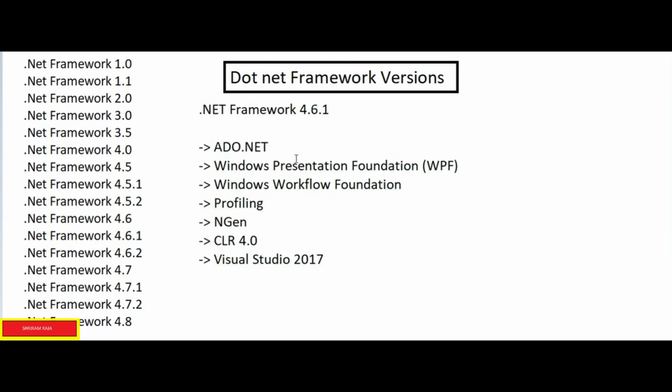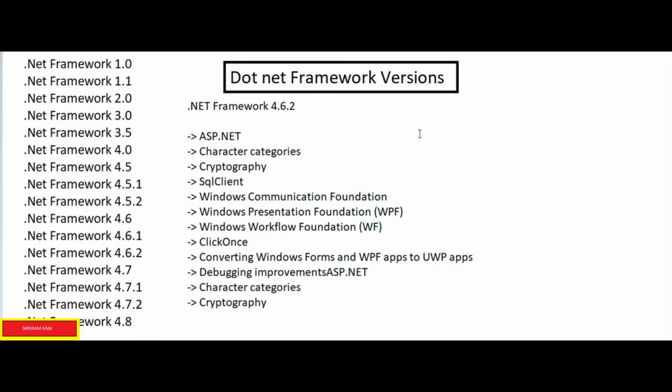In .NET Framework 4.6.1, ADO.NET, Windows Presentation Foundation, Windows Workflow Foundation, profiling, engine, CLR 4.0 and Visual Studio 2017 have been introduced. In .NET Framework 4.6.2, ASP.NET, character categories, cryptography, SQL Client, Windows Communication Foundation, Windows Presentation Foundation, Windows Workflow Foundation, ClickOnce, converting Windows Forms and WPF apps to UWP apps, debugging improvements in ASP.NET, character categories, cryptography have been updated as well as introduced.